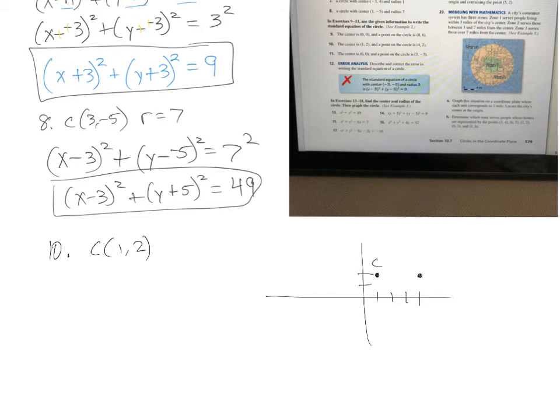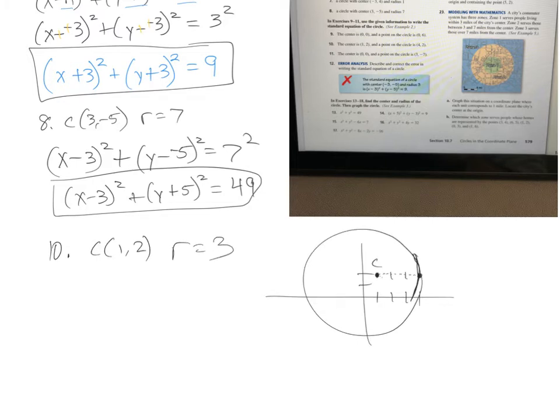There's the center, and here's the edge of the circle. Okay, whatever that looks like. Well, thankfully it's horizontal, straight across from our center. So we could count to get the radius. 1, 2, 3. So the radius is 3.